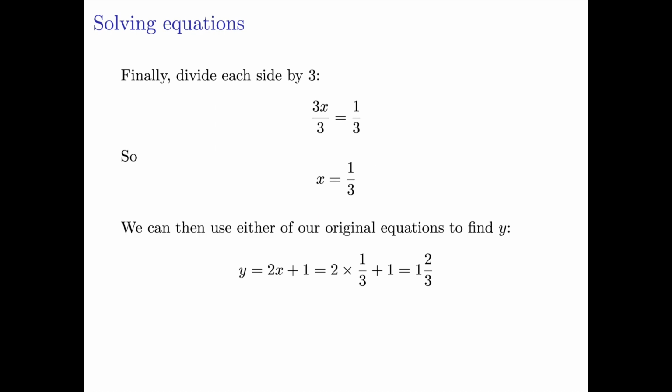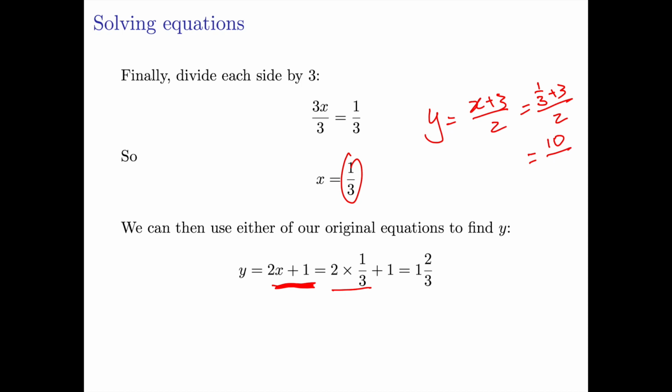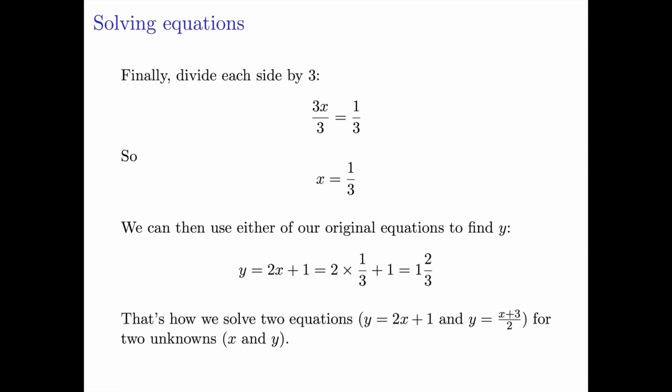So now if we want to find y, we just use either of the original equations. Either we can use 2x plus 1. So y equals 2x plus 1. So x we know is a third. So it's 2 times 1/3 plus 1. So it's 1 2/3. Or we could have used y equals (x plus 3) over 2. Since x is a third, it would be 10/3 divided by 2, which is 10 over 6, which is 5 over 3, which is 1 2/3. So that's how you solve two equations.